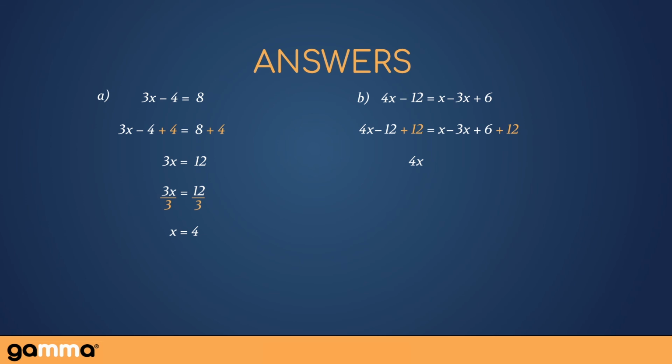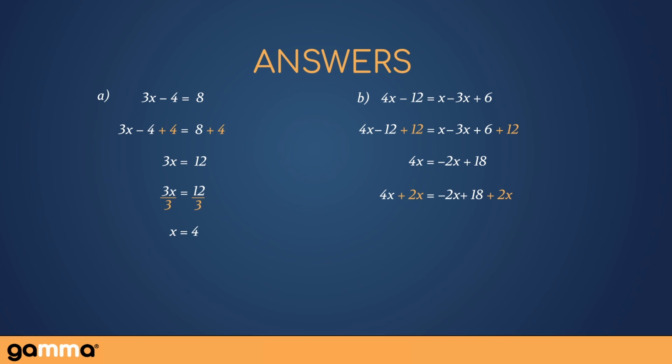And then we need to add our like terms. So x minus 3x will give us minus 2x. 6 plus 12 will give us 18. So after that, we need to get rid of that minus 2x, because we like to have all the x's on one side. So we will add 2x on both sides. So we'll have 4x plus 2x is equal to minus 2x plus 18 plus 2x.